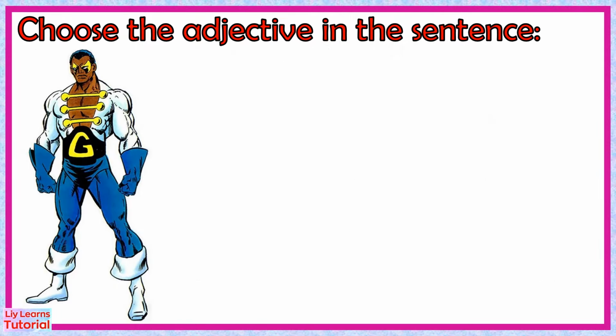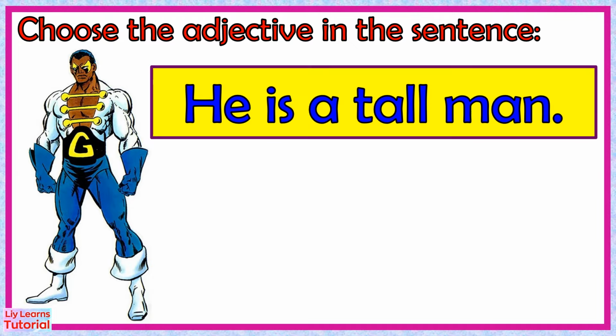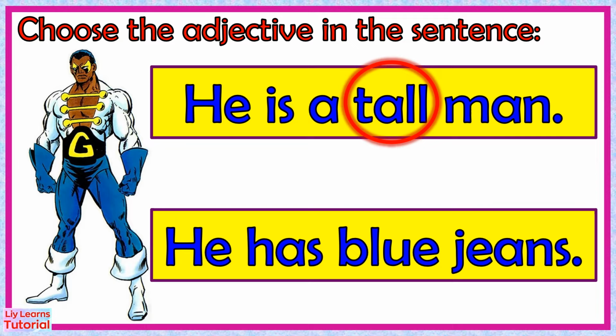Let's try to find the adjectives in the following sentences. He is a tall man. The adjective is tall because it describes the man. He has blue jeans. Blue is the adjective because it tells the color of the jeans.